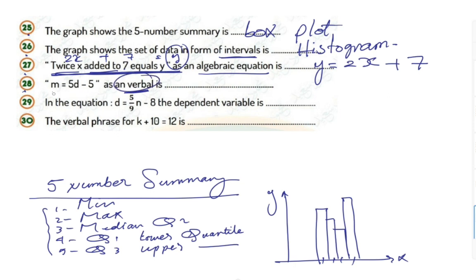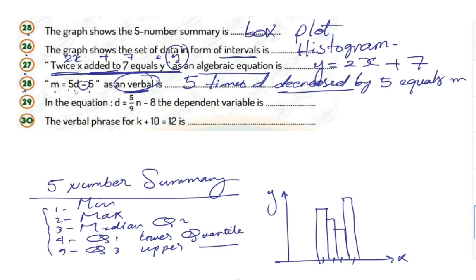28: m equals 5d minus 5. We have m equals 5d, which means 5 times d, but decreased. Why decreased? Because we have a negative or minus here. 5d decreased by 5 equals m. So 5 times d decreased by 5 equals m.